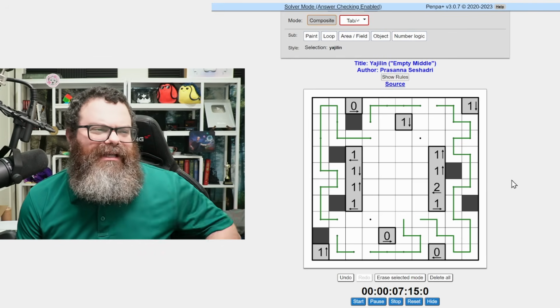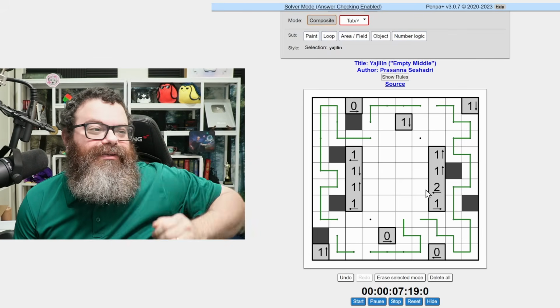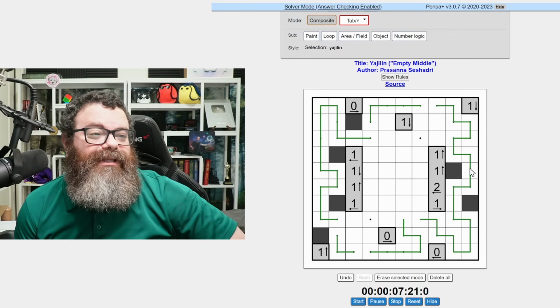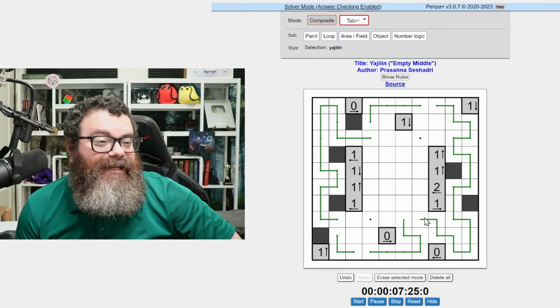Now, I guess I could have said in the rules, you're allowed to shade additional cells that aren't clued, as long as they don't conflict with any clues. And you're going to have to in order to get the loop to work. Better late than never, maybe.